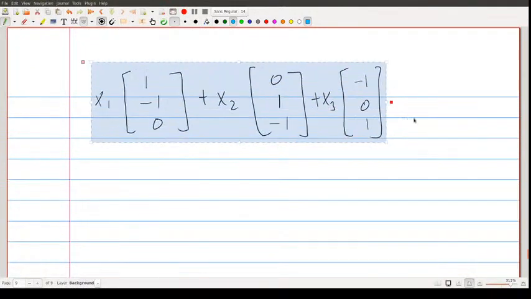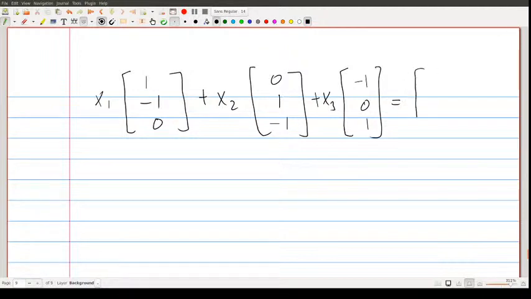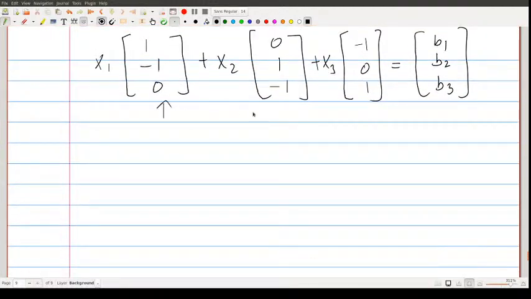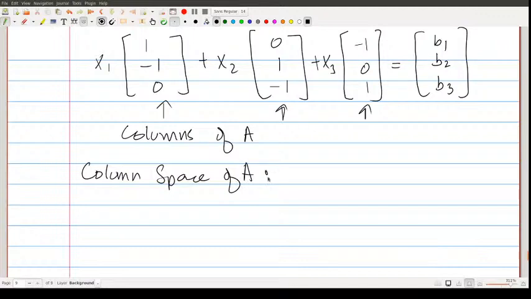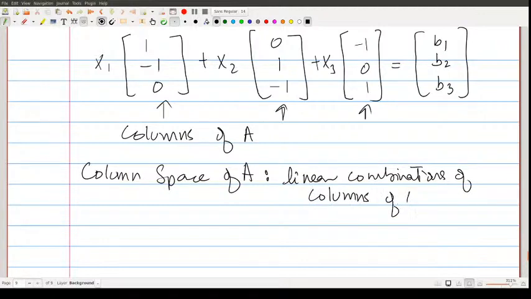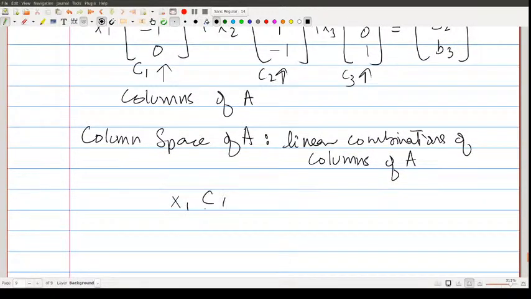So here was the system, equals B1, B2, B3. And now, these are the columns of A. And now I want to talk about the column space of A, which is just a fancy word that I'm giving to the linear combinations of columns of A, right? So to make it clear that these are columns of A, let's call this column 1, column 2, column 3, and let's write this equation as x1 c1 plus x2 c2 plus x3 c3 equals this vector B, right?